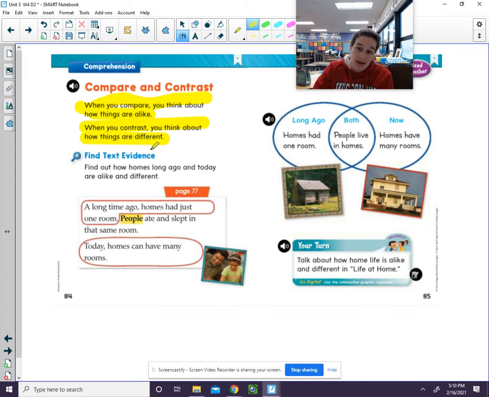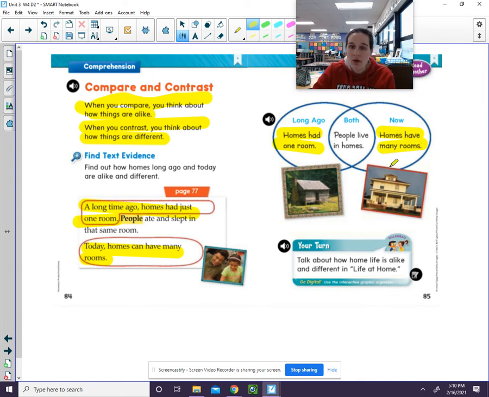Well, we're going to go ahead and compare and contrast those things we just looked at. So it says a long time ago, homes just had one room. Oh my gosh, so a lot of times in the past, homes only had one room in them. So that's a contrast. Tell me about homes today. Yeah, homes usually have many rooms. And it even says that today, homes can have many rooms. So that's really different about the 2 homes.